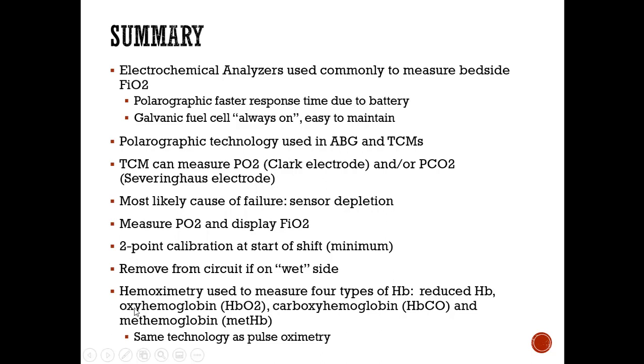And then hemoximetry is used to measure 4 types of hemoglobin: reduced hemoglobin, oxyhemoglobin, carboxyhemoglobin, and methemoglobin. This one I do think is worthy of a flashcard.